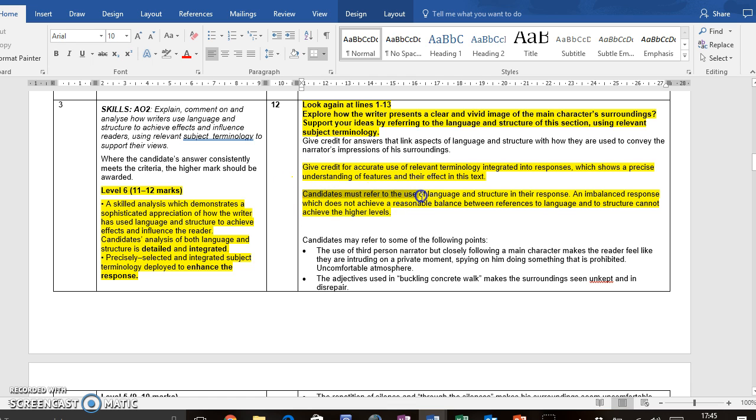And again, this is very important. It says you must refer to language and structure. An imbalanced response, which does not achieve a reasonable balance, cannot achieve the higher levels. In other words, analyse language and structure equally, okay?